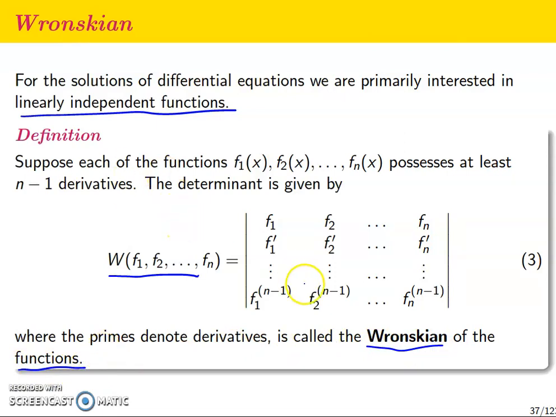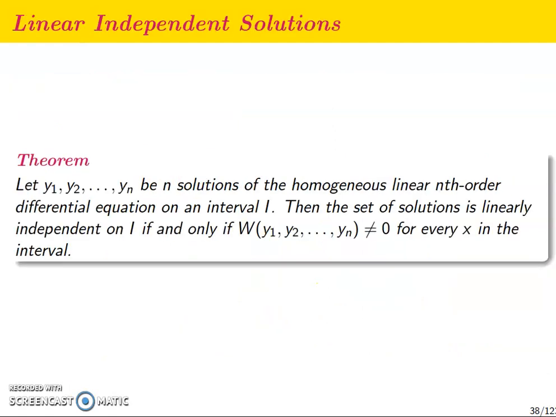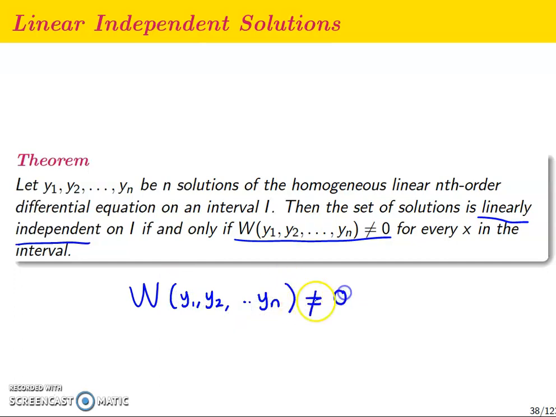Let's look at this example here. If y1, y2, yn are n solutions of a homogeneous linear nth-order differential equation, then the set of solutions is linearly independent if the Wronskian is not equal to 0. When the Wronskian is not equal to 0, we say the solutions are linearly independent.